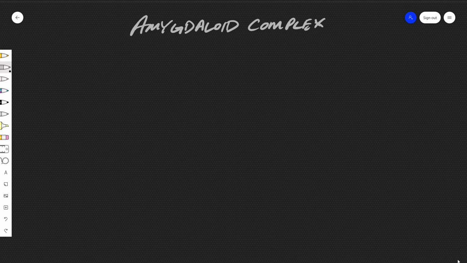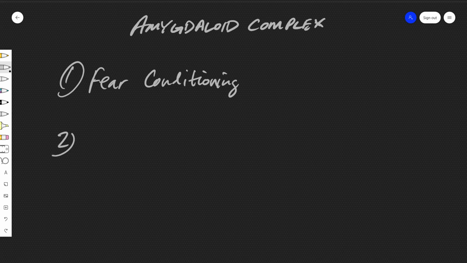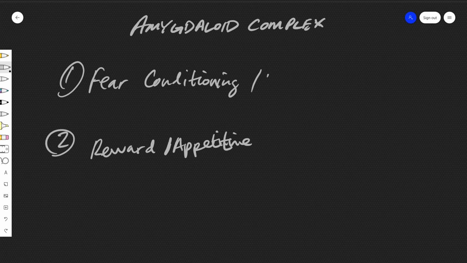All right. Today we'll be talking about the amygdala, the amygdaloid complex, and the physiology of it. We'll be talking about two very important functions that are involved. One is fear conditioning, and the other is reward or appetitive conditioning. And I can also put over here that this could be aversive conditioning.